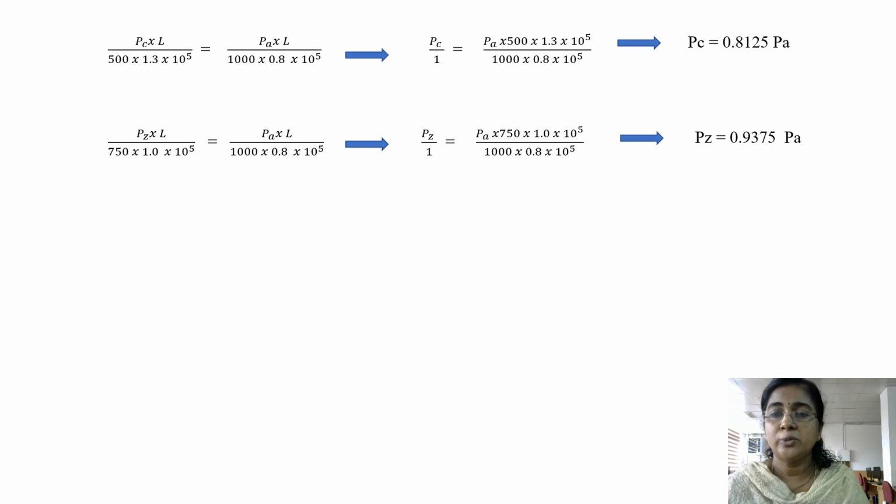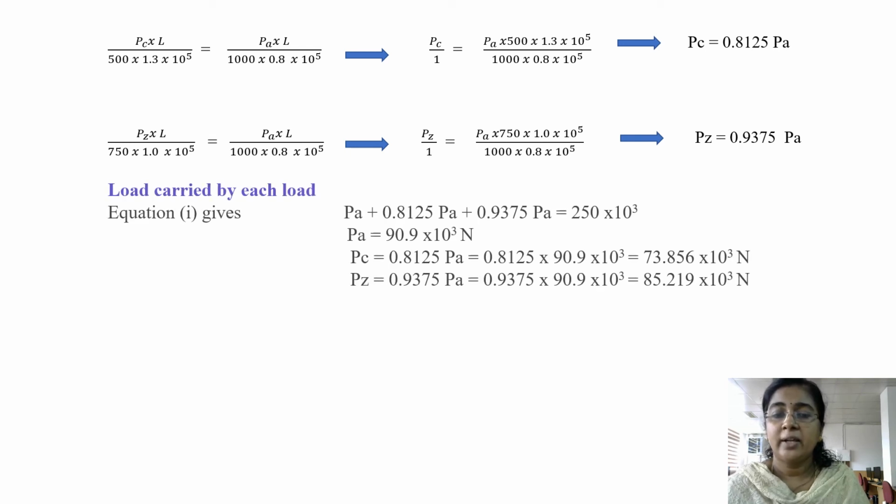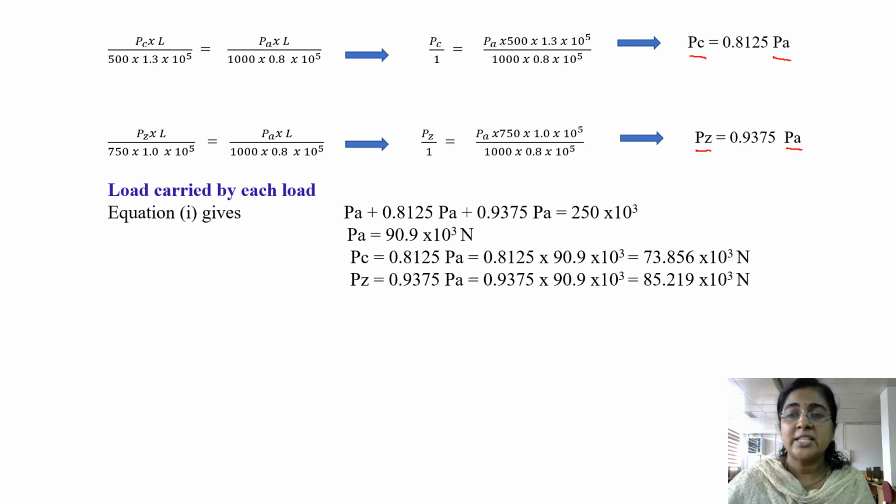From equation 2, we can represent the load taken by copper as well as the load taken by zinc in terms of the load taken by aluminium. For that, consider these two relations, which will give PC, the load taken by copper, in terms of aluminium, and consider these two relations, which will give the load taken by zinc in terms of the load taken by aluminium. Now we have three equations and three unknowns, that is PA, PC and PZ, and from these three equations we can find out these values.